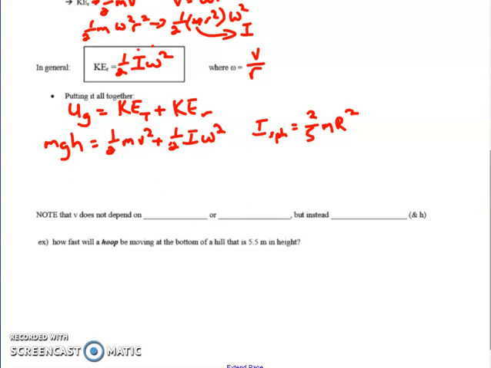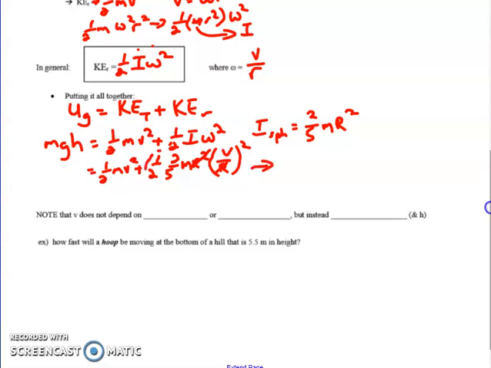And we know that omega is v over r, so we're going to substitute that in as well, all in one step right there. I'll rewrite this. So we have 1/2 mv squared plus 1/2, I is 2/5 mr squared, times omega is v over r, quantity squared. Looks like a pain, but it's not too bad. I see I have a v squared over r squared, so the r squareds cancel out. That's nice. And right here becomes 1/5.